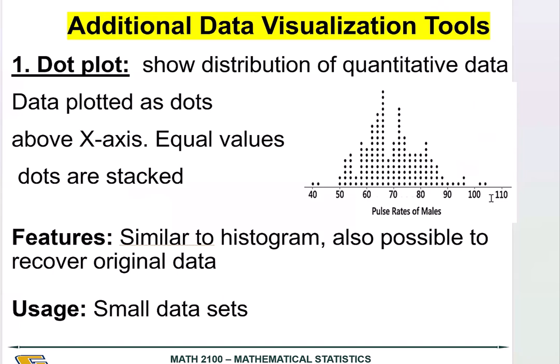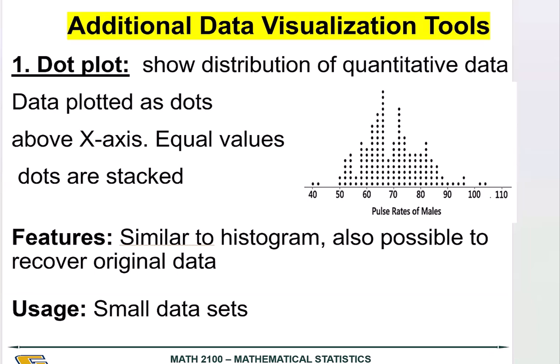If you look here, you can see that we have about two people with the pulse rate 50, right? One dot, two dots. Maybe say a pulse rate of 60, you have maybe 1, 2, 3, 4, 5, 6, 7, right? Seven people with pulse rate 60, and so on. But it does reveal pretty much what the histogram tells us. But it's most useful for small data sets.